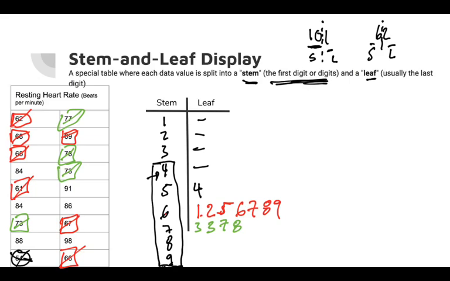And now let's look at the 80s. So there's this one, this one, this one, and this one. The lowest one here is 84. I have two 84s. And then I have an 86 and an 88. Make this line go the rest of the way down. And then in the 90s, there's just this lone 98.